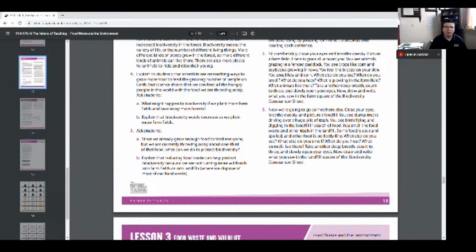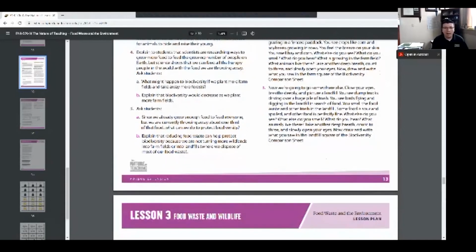And there are 2 important questions you can ask the students to really begin some good, interesting debate and discussion among the groups. The first would be, what might happen to biodiversity if we plant more farm fields and take away more forest? What could be the negative impacts? What might be the needed positive impacts? Debate that. Talk about it as a class.